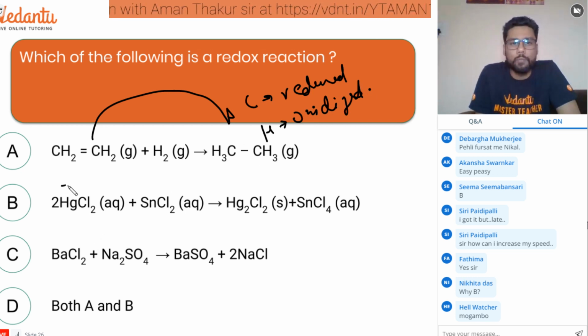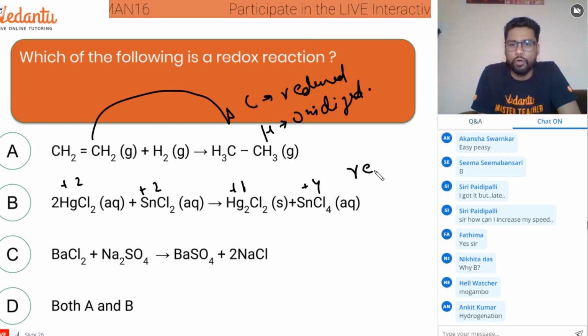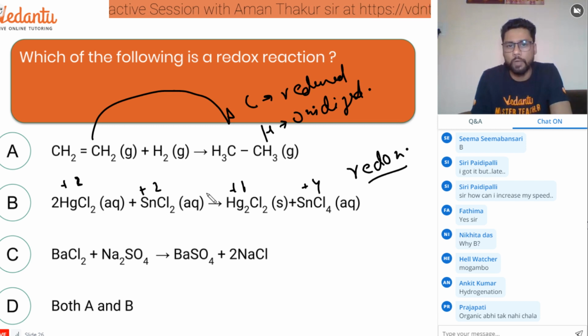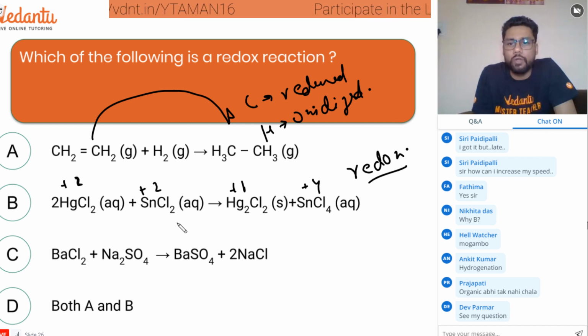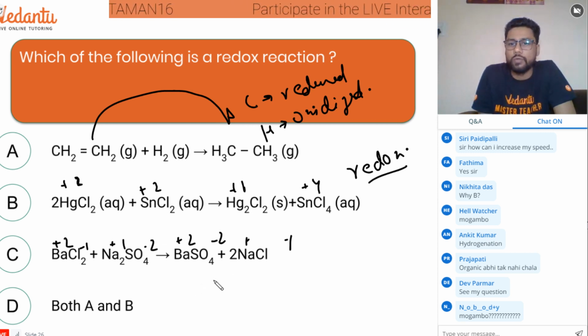The second one, mercury goes from +2 to +1, tin goes from +2 to +4. Again, redox. Change in oxidation state, +2 to +1 reduced, +2 to +4 oxidized. In this case, Ba +2, sodium +1, Cl -1, SO4 -2, -2. So as you can see, the first and the second both are redox. So the correct answer is both A and B.